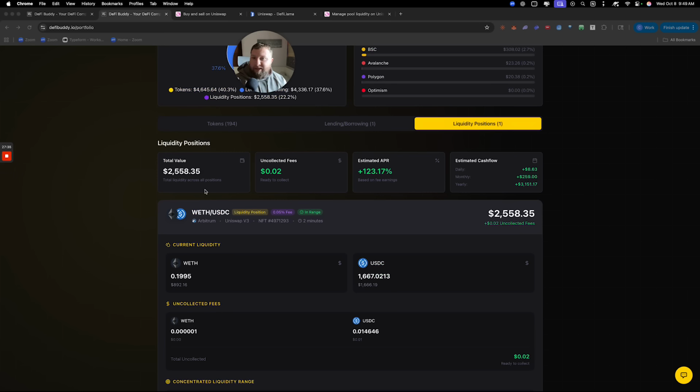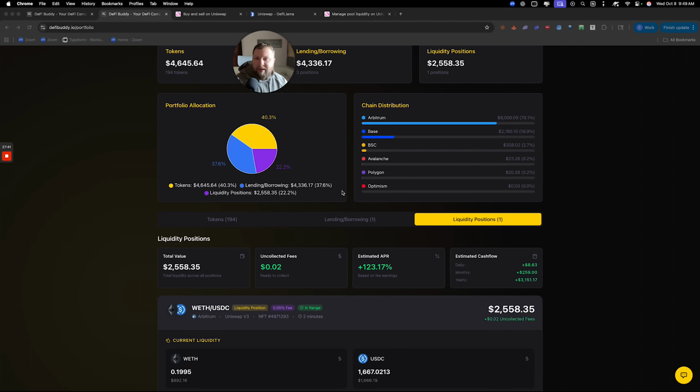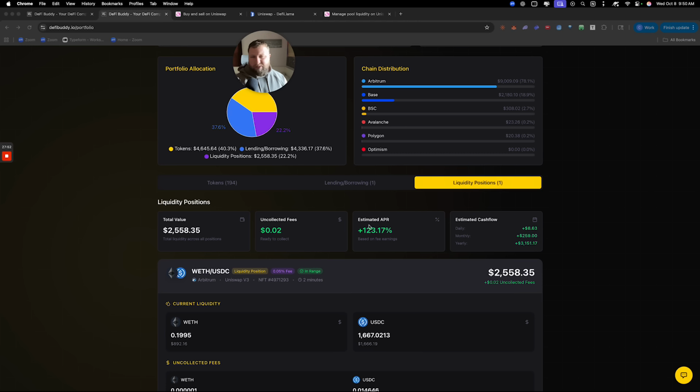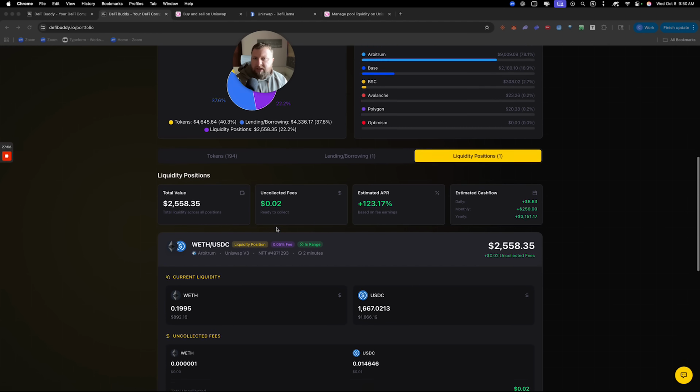And just like that, in less than 1 minute, you can see right here my uncollected fees. I now have 2 cents worth of uncollected fees. So within just a minute, my USDC and my ETH have been provided into that liquidity pool. People are swapping back and forth, and those fees that they're paying are coming to me. You can see just in the last 2 minutes, my estimated APR has been about 123%. And I've earned 2 cents in collected fees.